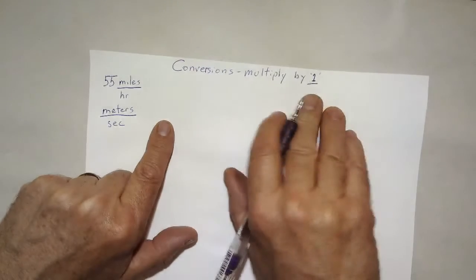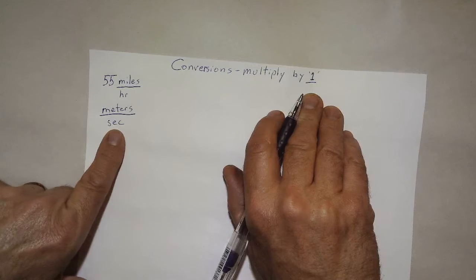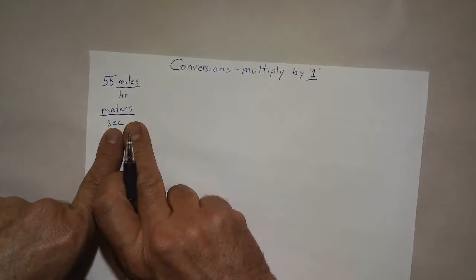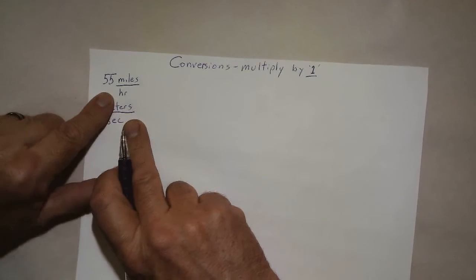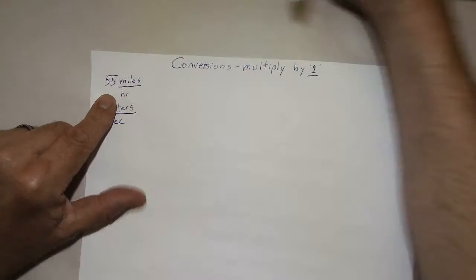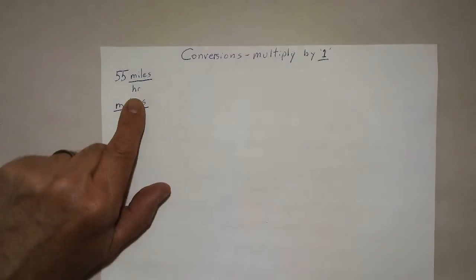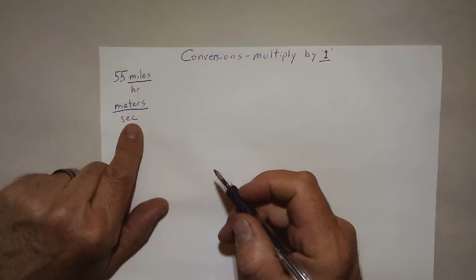Some conversions where we're just multiplying by 1. And when we're talking velocity in physics, we're always going to be using the units meters per second. When you're talking velocity here in real life, or what you consider real life until you took physics, we're always talking miles per hour. So how do we convert 55 miles an hour into meters per second?